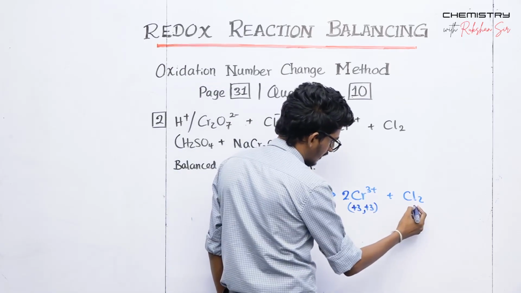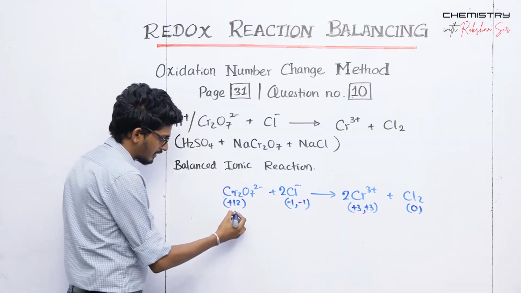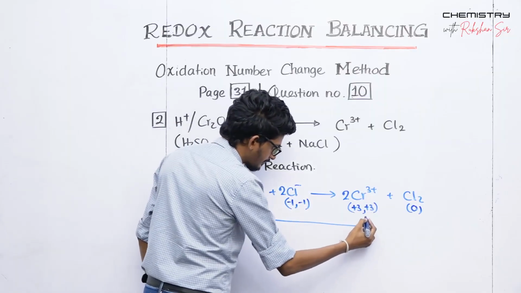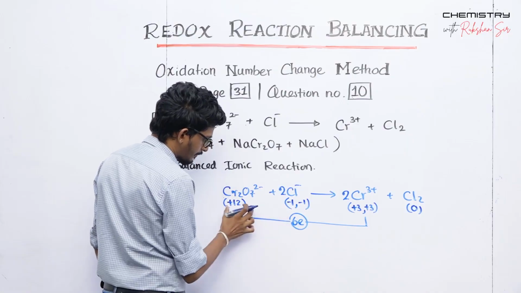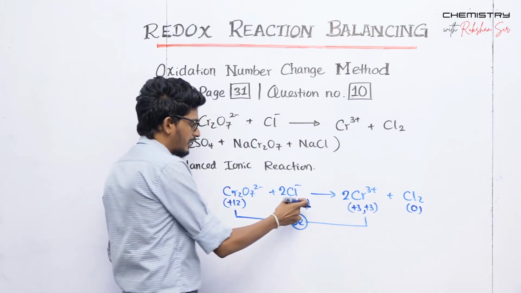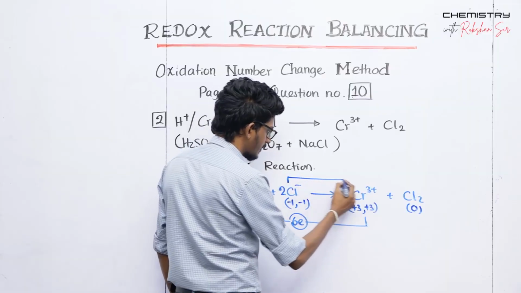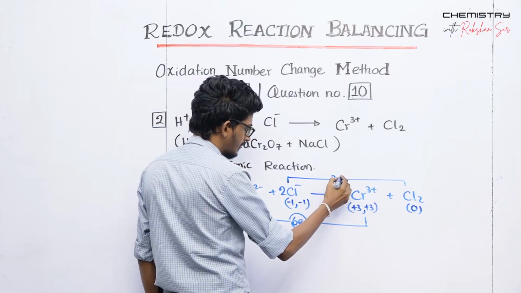So this is 0, elemental form. Taking the difference, here the difference is 6 units, plus 12 and plus 6, 6 units. Here, minus 2 and 0, the difference is actually 2 units.